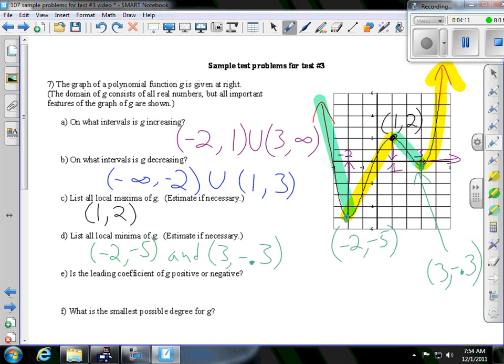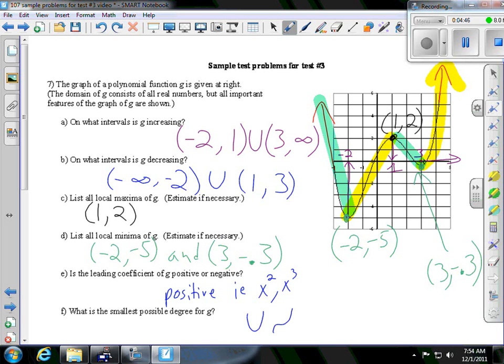E, is the leading coefficient of g positive or negative? So looking at this graph, we can see that at the far right, the graph goes up forever. So that's, again, this piece here. And the only way that a graph can go up forever on the far right is if the coefficient is positive. Think about x squared or x cubed, both of which go up forever as you go to the right.